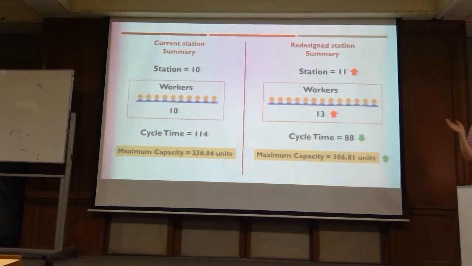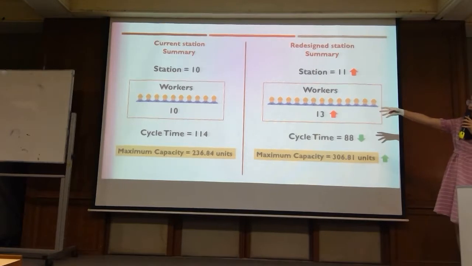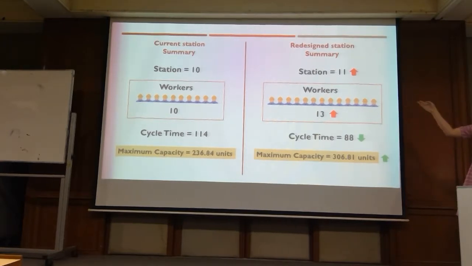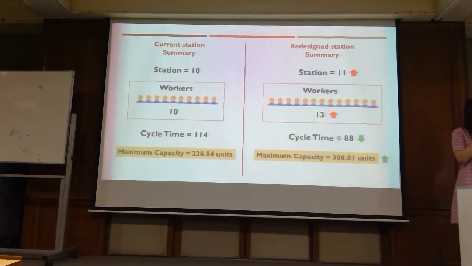Let's compare other things too. So right now we have the current 10 stations, and we increase it to 11, but we use 13 workers instead of 10 workers. And the cycle time will reduce to 88 seconds, and maximum capacity will increase to 306 units per day.